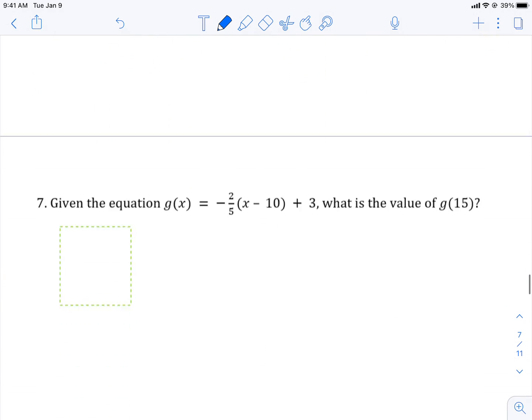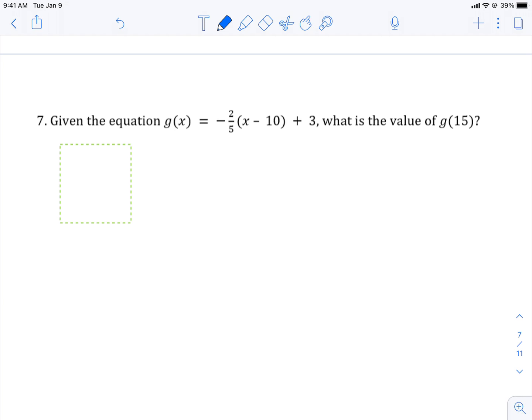Moving on to the next one. Function notation. This has been on every test. You would think we'd be pros at it by now. We're working on it, I know. So, given the equation g of x equals -2/5 times x minus 10 plus 3, what is the value of g of 15? Remember, this tells you that x equals 15. We're just going to change this x to the number 15 and plug it in our calculator.